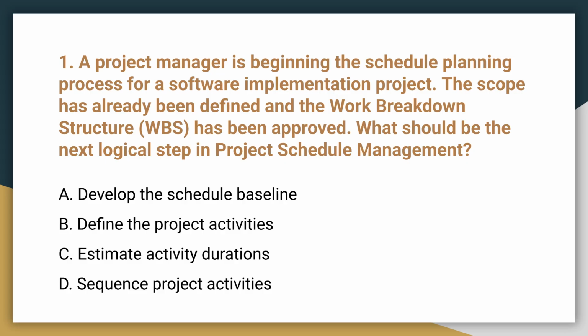Question 1. A project manager has defined scope and approved the WBS. What is the next logical step in project schedule management? The correct answer is B, define the project activities. After the WBS, work packages must be broken down into specific, schedulable activities.